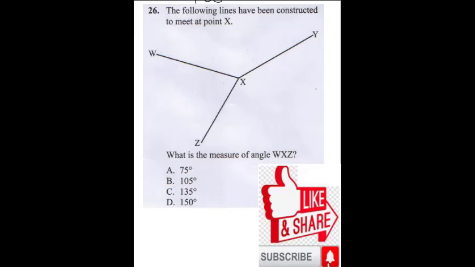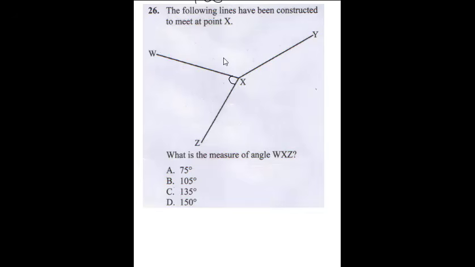Question 26 says the following line has been constructed to meet a point X. What is the measured angle of WXZ? So all you need to do in this question is place your protractor here and measure its angle. So when you measure its angle with your protractor, you're going to get 75 degrees.